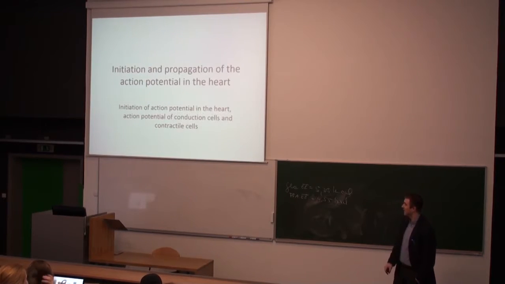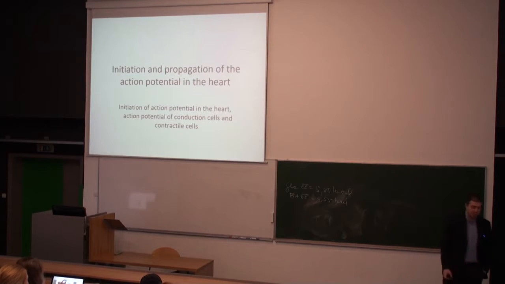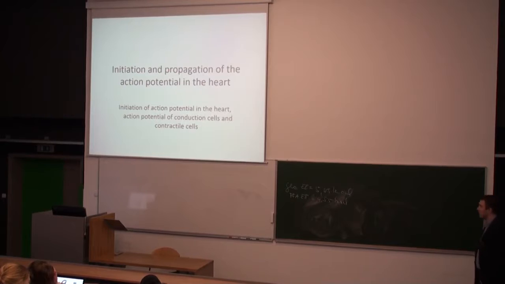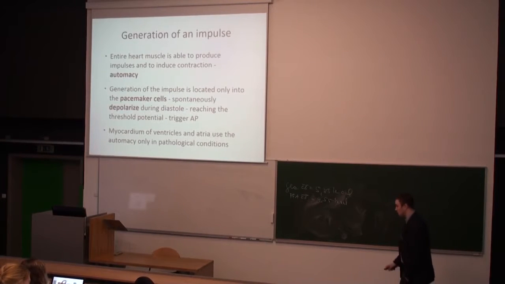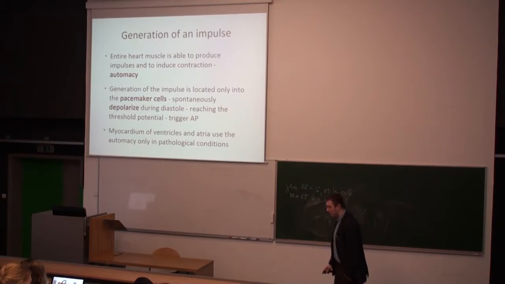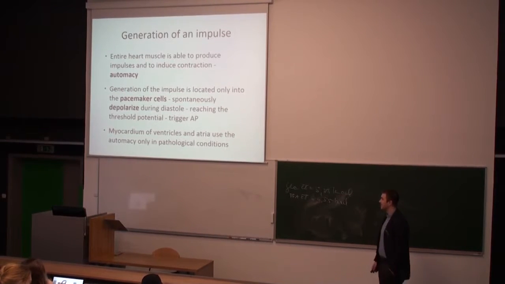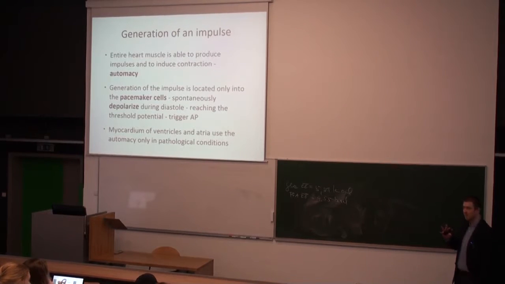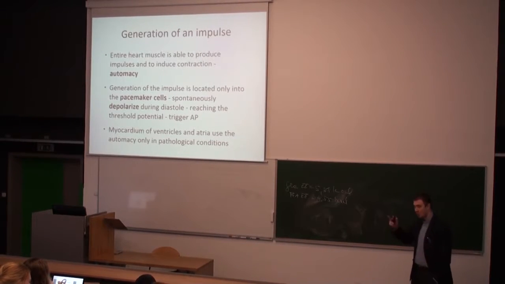So second topic is how to initiate, propagate the action potential in our heart and how to do the contraction. So, as you know, our heart has quite unique ability of the automacy. That means that our heart is able to generate the impulse inside, then by some conductive apparatus, to conduct the signal to the whole heart, and then to do the contraction.